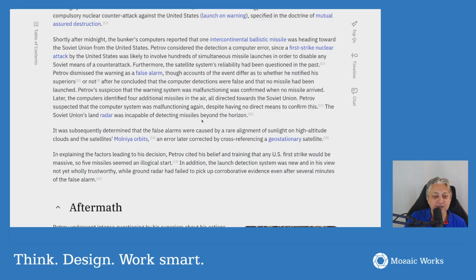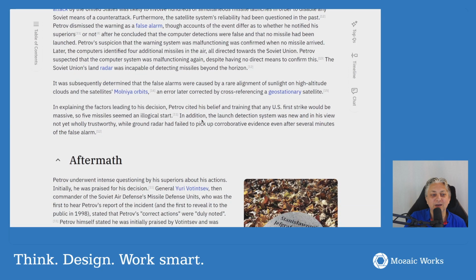Petrov's suspicion that the warning system was malfunctioning was confirmed when no missile arrived. Later, the computers identified 4 additional missiles in the air, all directed towards the Soviet Union. Petrov suspected that the computer system was malfunctioning again, despite having no direct means to confirm this. The Soviet Union's land radar was incapable of detecting missiles beyond the horizon.